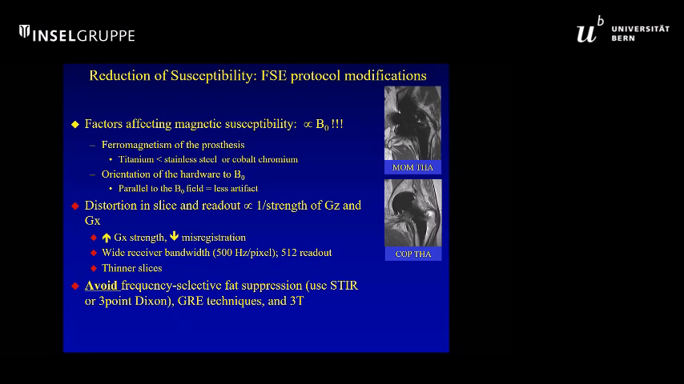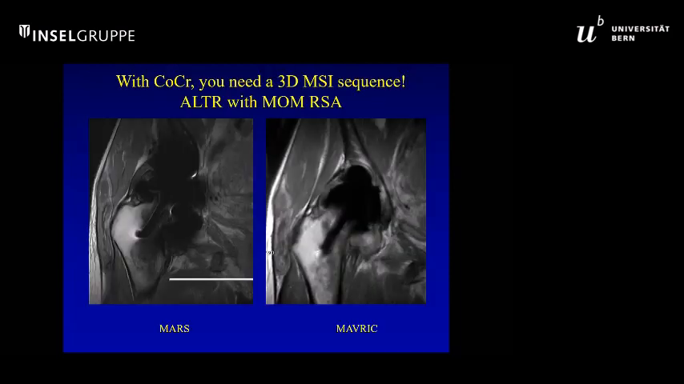And when it comes down to cobalt, you have to use a new pulse sequence. These are called 3D multispectral imaging techniques. This is a resurfacing arthroplasty, so-called MARS. You can barely see anything. I can't see the neck of the implant.